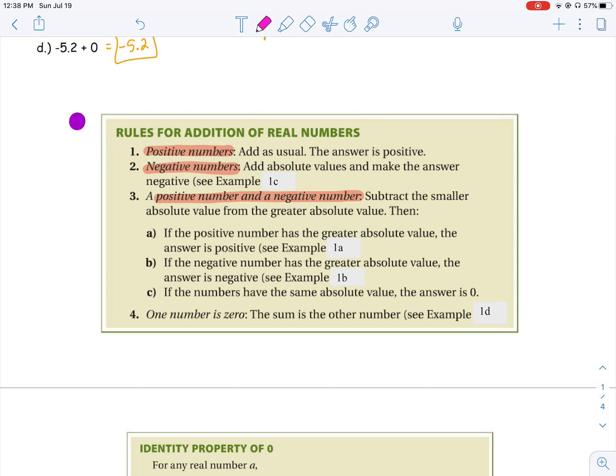So what happens if we have a positive number and a negative number? Well, the easiest way to do it is you subtract the smaller number from the bigger number. You subtract the smaller absolute value from the greater absolute value. And then, if your bigger number is positive, your answer is going to be positive. If your bigger number is negative, then your answer is going to be negative. So let me show you.